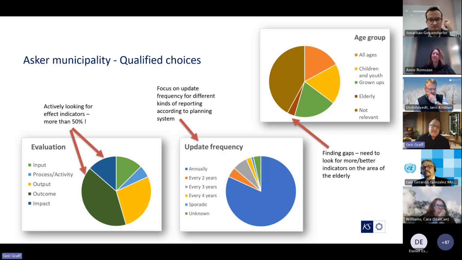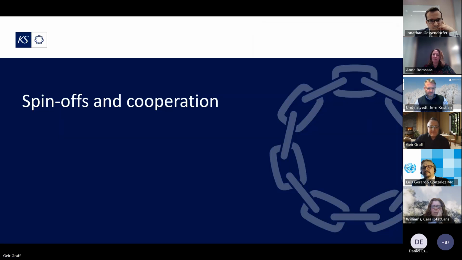They have also found a gap here, as you see on the top right. There are few indicators for the elderly, that age group, and we would like to do something about that. So using the taxonomy has shown us this lack, and we can do something about it, because we know that now, having used the taxonomy.